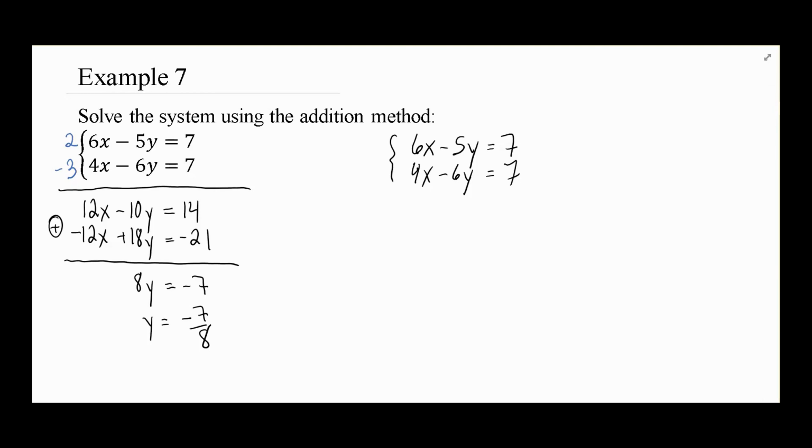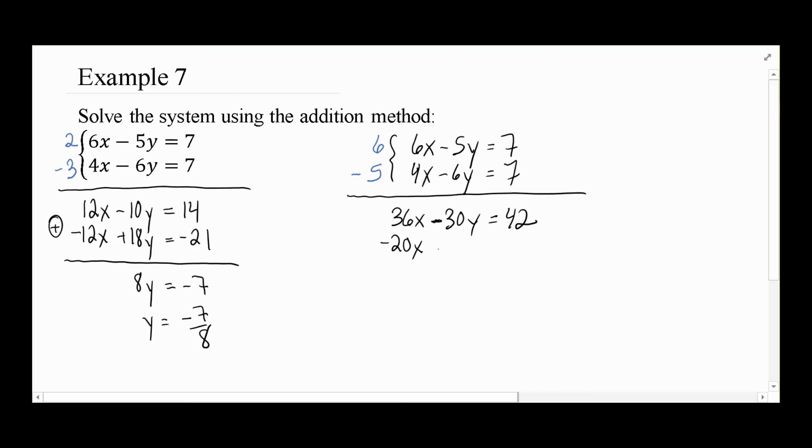But now instead of multiplying by something to get rid of the x's, let's multiply by something to get rid of the y's. If I brought the y's both up to 30s, well, right now they're negative 30, so I need to make one of those guys positive, one to be negative. So let's go ahead and change the sign of that one. Let's distribute those across and see what we get. We get 36x minus 30y equals 42. We get negative 20x plus 30y equals negative 35.